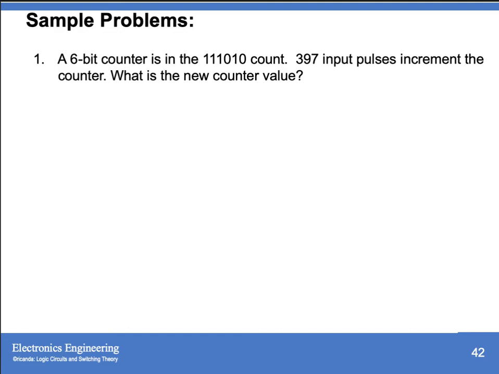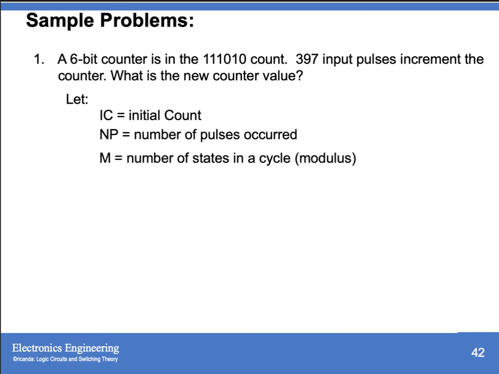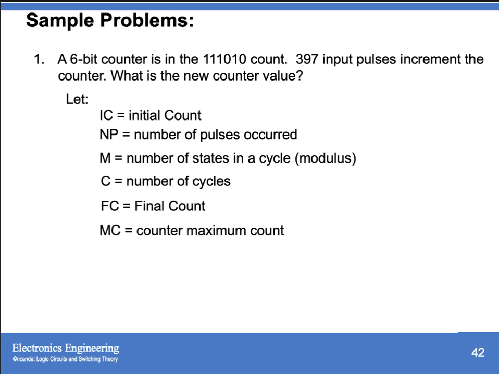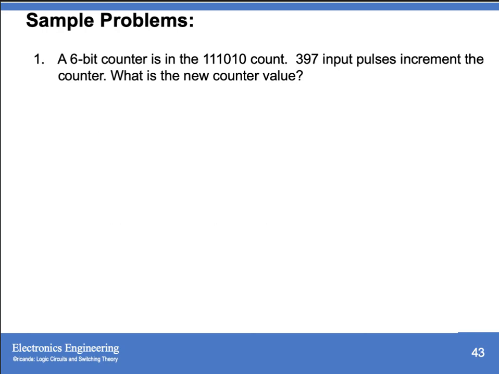397 input pulses increment the counter. Then what is the new counter state? So we have to let IC as your initial count, NP the number of pulses occurred, and number of states in a cycle, or that is what you call the modulus. Then C, number of cycles. FC is the final count. Then we have MC, the maximum count of the counter. So we have your solution.